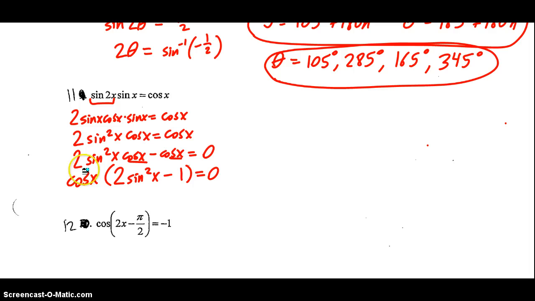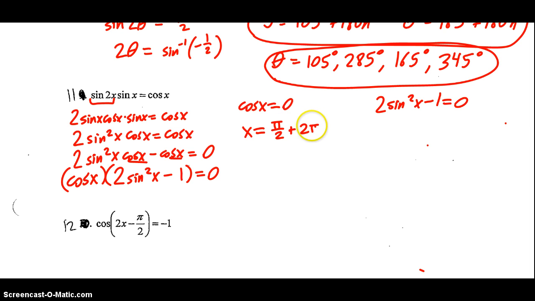And then hopefully you remember from algebra 1 that you can set each of these factors equal to 0. So we have cosine x equals 0. We'll deal with that in a second. And then we have 2 sine squared x minus 1 equals 0. Cosine x equals 0, well, where does that happen at? Well, that means it's the arc where its cosine is 0, and that happens at pi over 2 plus some multiple of 2 pi n.